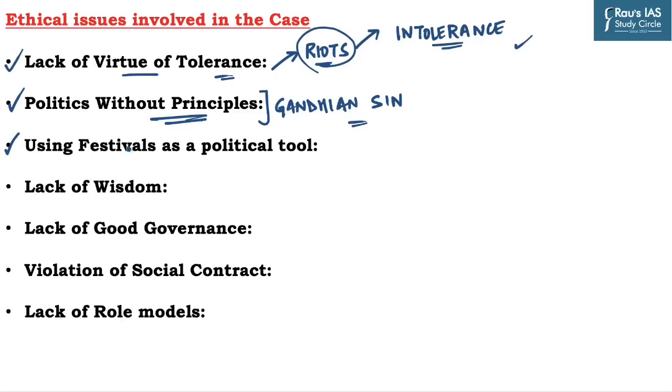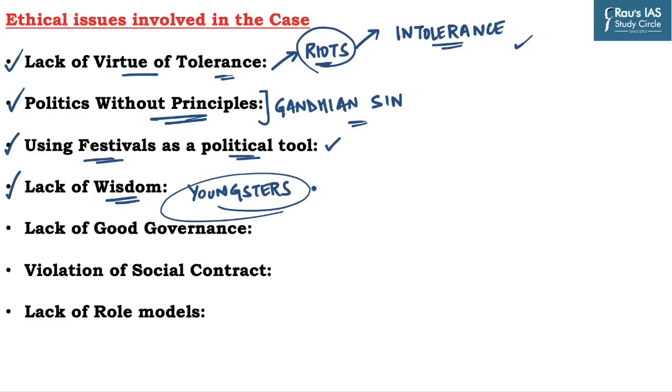The next one is using festivals as a political tool. The festivals are celebrated in the country to promote the spirit of brotherhood. But in many cases, we have seen that the festivals are being used by the political parties and political leaders to polarize the masses. So it is again an ethical issue in which the cultural elements are being used to further the political gains. The fourth one is lack of wisdom. As many of the youngsters are involved in that particular riot, it shows the lack of wisdom among the youth, who are seen as future of the nation. Hence, it is a serious issue involved in the case.